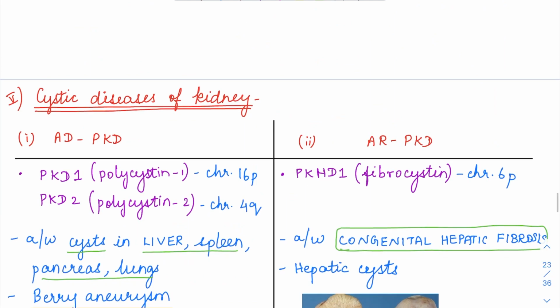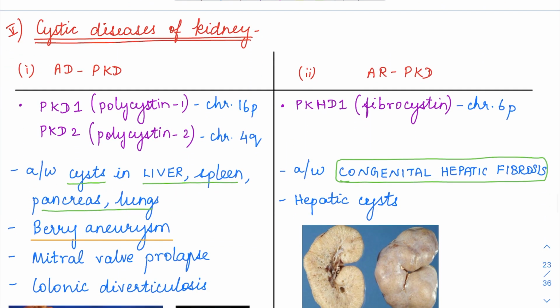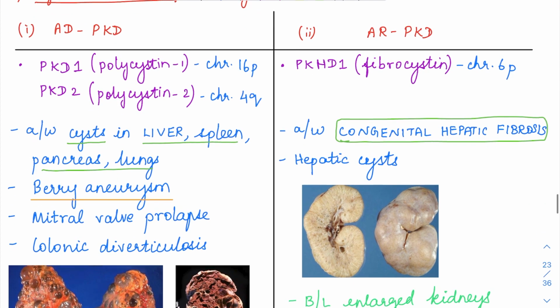So we are done with tubular interstitial diseases. Let's move on to the cystic diseases of the kidney. There are numerous cystic diseases of the kidney. We will concentrate upon the major types only. The major ones will be autosomal dominant and autosomal recessive polycystic kidney disease.